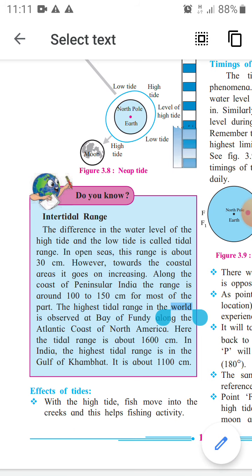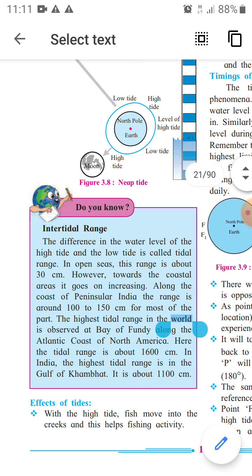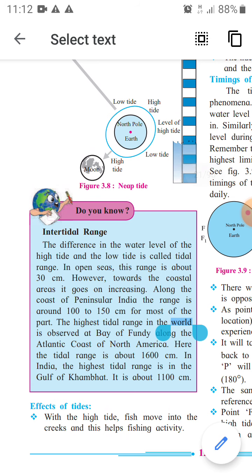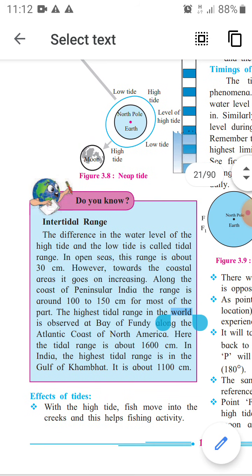And what are the effects of tides? See, with the high tide, fish move into the creeks, and this helps fishing activity. This is the first effect of tides.